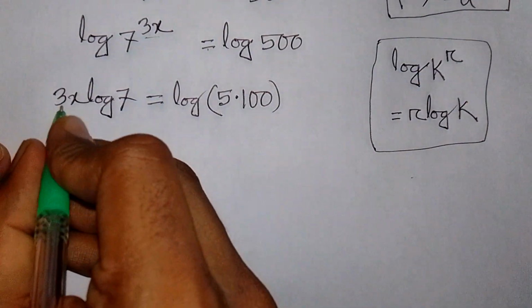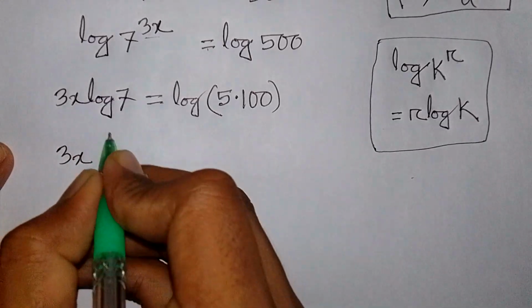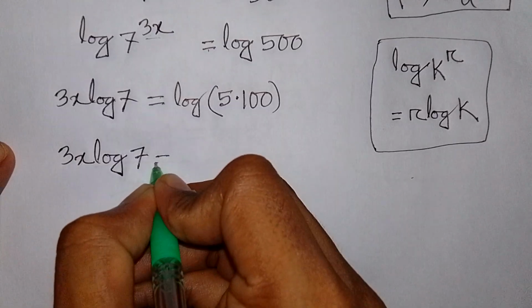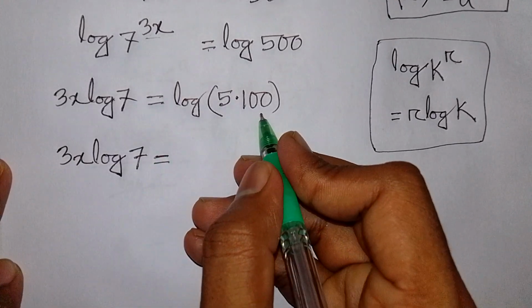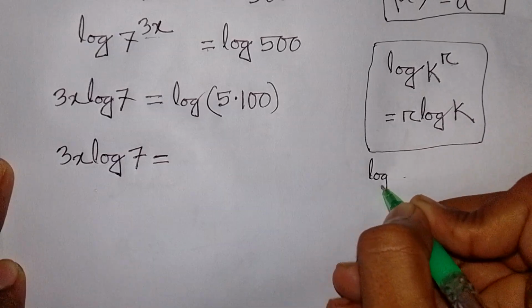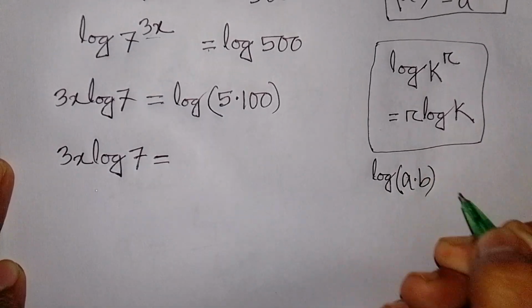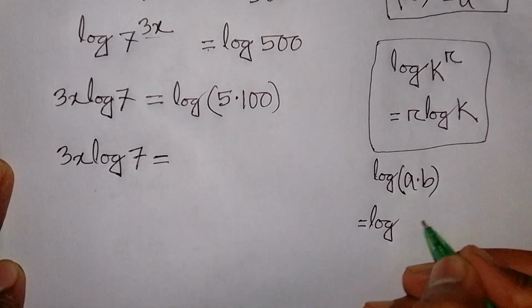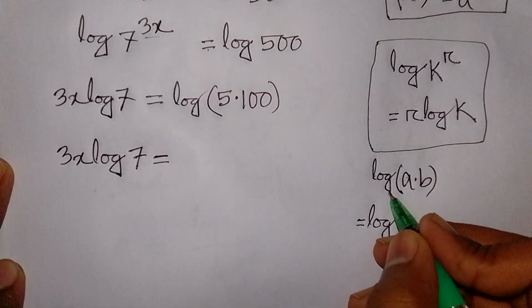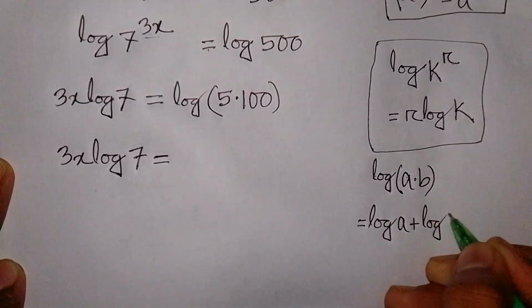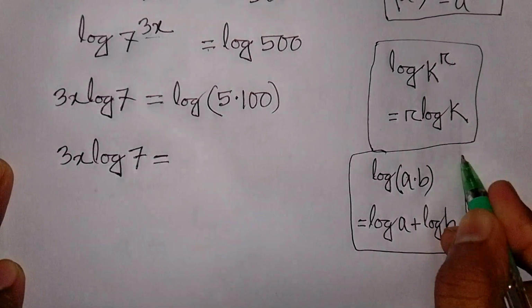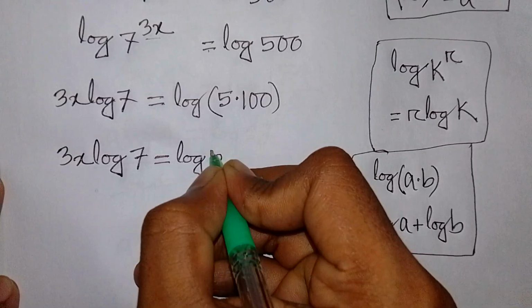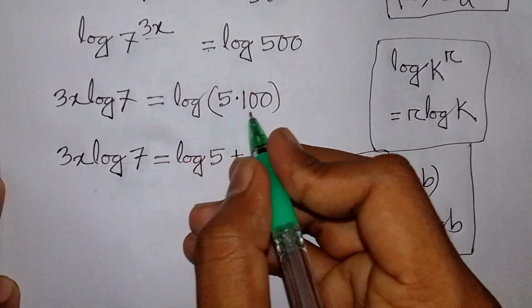Now we have 3x log 7 is equal to log of 5 times 100. So we apply the formula log of a times b is equal to log a plus log b. So it will be log 5 plus log 100.